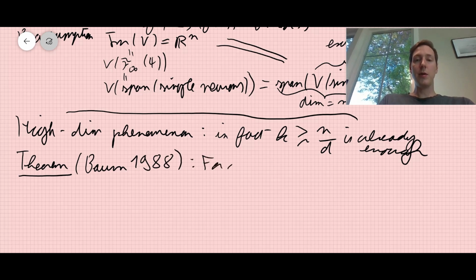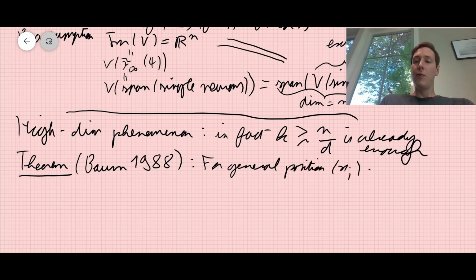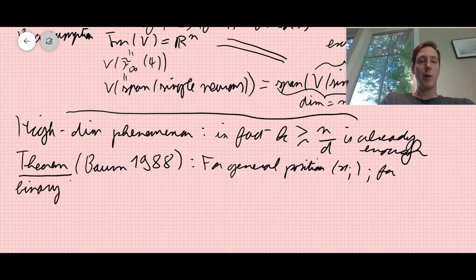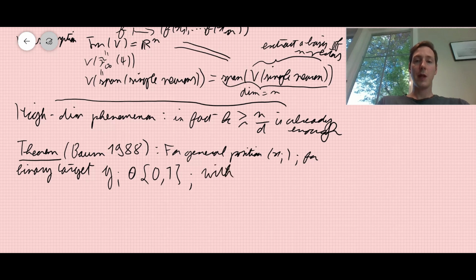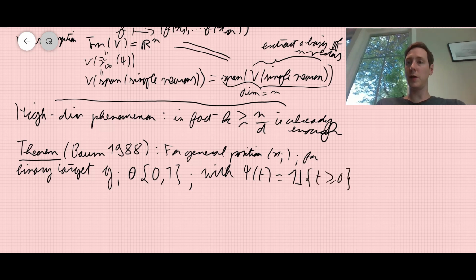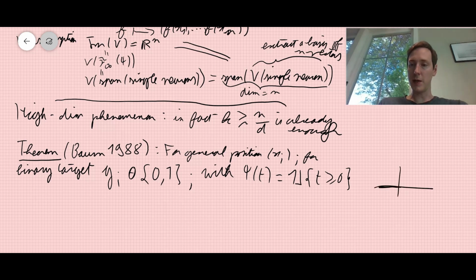For general position xi's, for binary target yi, with psi of t, which is a step function, so the indicator that t is non-negative. So here we're using a specific nonlinearity. Okay, so this nonlinearity is a step function.